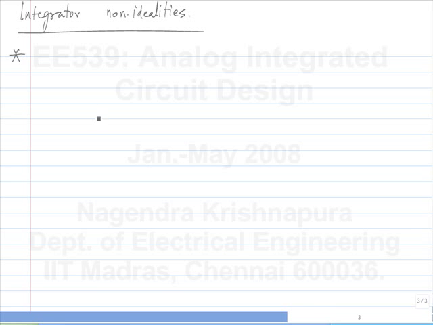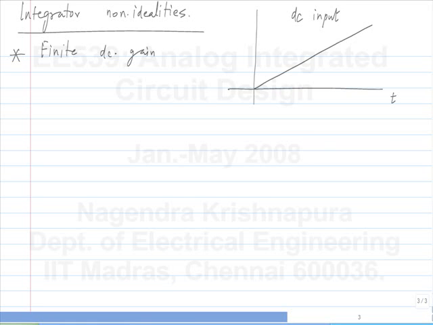So, as we said, the integrator non-idealities are firstly finite DC gain. What does this mean? That if you have a DC input to an integrator, ideally the output will go off towards infinity. And what will be the slope? If the DC input is some Vx, it will be omega u times Vx.